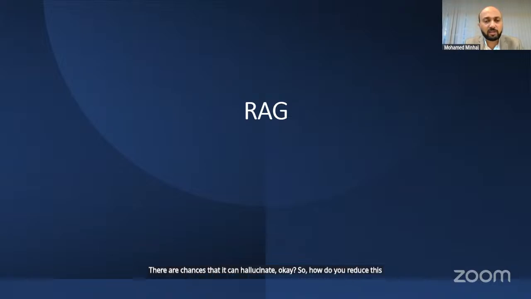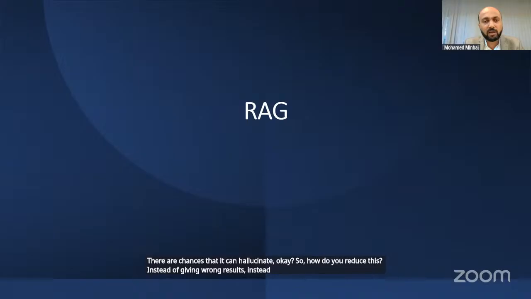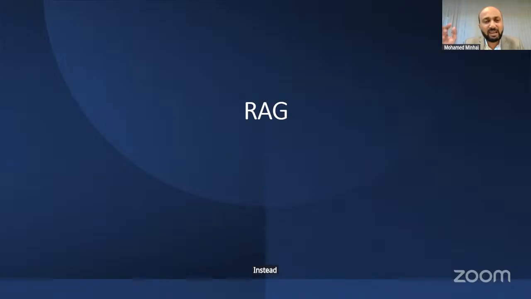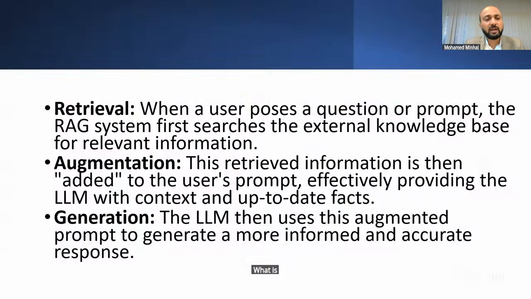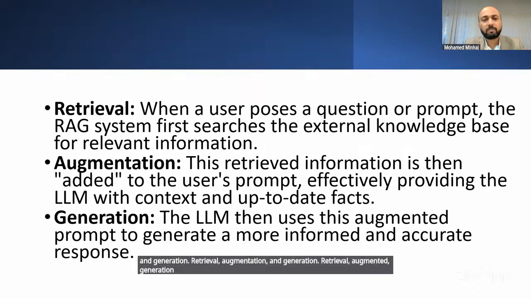Instead of giving wrong results, instead of giving hallucinated results, instead of just limiting to whatever is there in your knowledge base, you want it to reach out to other sources. That is where we implement something known as RAG. What is RAG? RAG is retrieval, augmentation, and generation. Retrieval, augmented, generation, in other words, right?